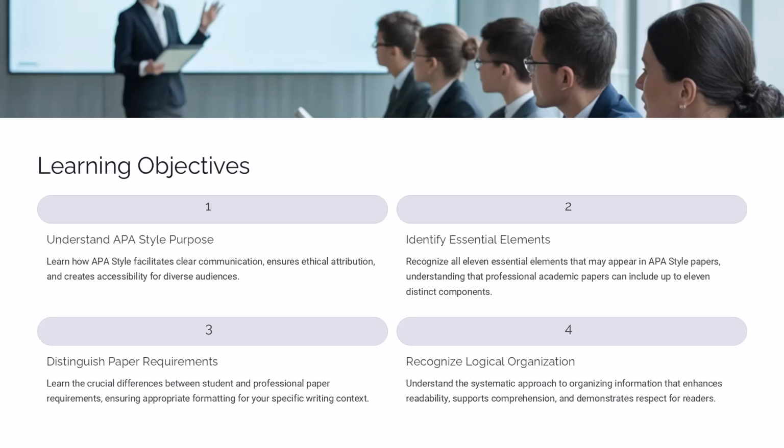Fourth, you will recognize the logical organization that makes APA-style papers accessible and professional. APA style isn't a collection of random rules. It's a systematic approach to organizing information that enhances readability, supports comprehension, and demonstrates respect for your reader's time and cognitive resources. These 4 objectives create the foundation for everything we'll cover in the remaining 7 lectures of this series.